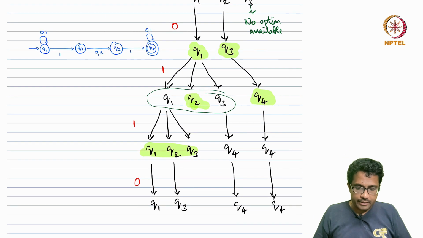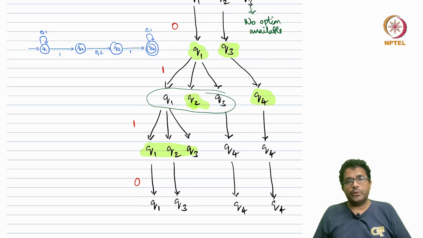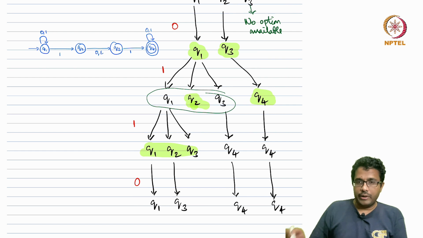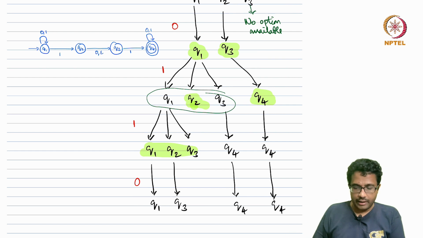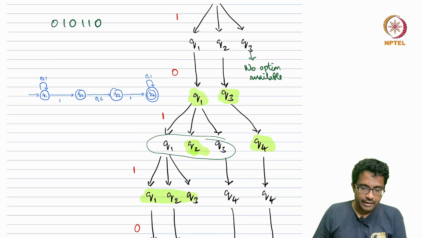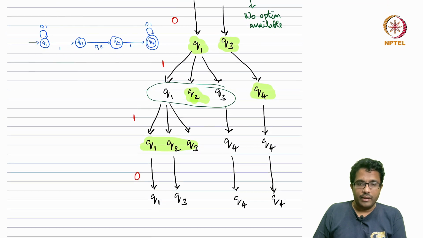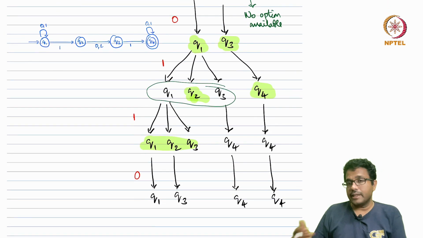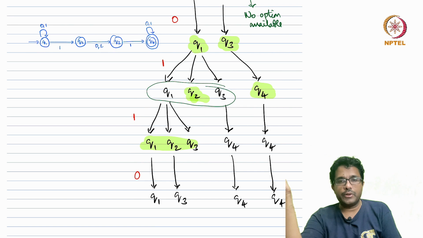And finally, upon seeing a 0, from Q1 you remain at Q1, from Q2 you can go to Q3. From Q3 there is no outgoing arrow. From Q4 you can remain at Q4 using the self loop. So there are four possibilities. In fact, three possibilities: Q1, Q3 and Q4 upon seeing the string 0, 1, 0, 1, 1, 0. But there are two ways to reach Q4.